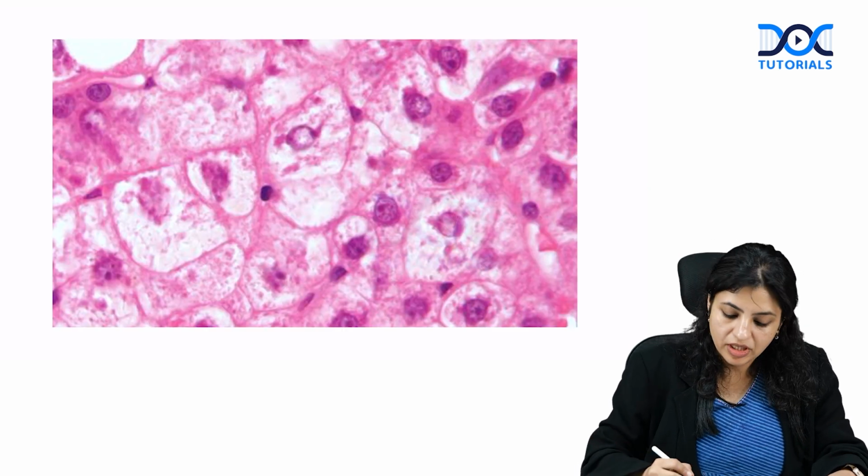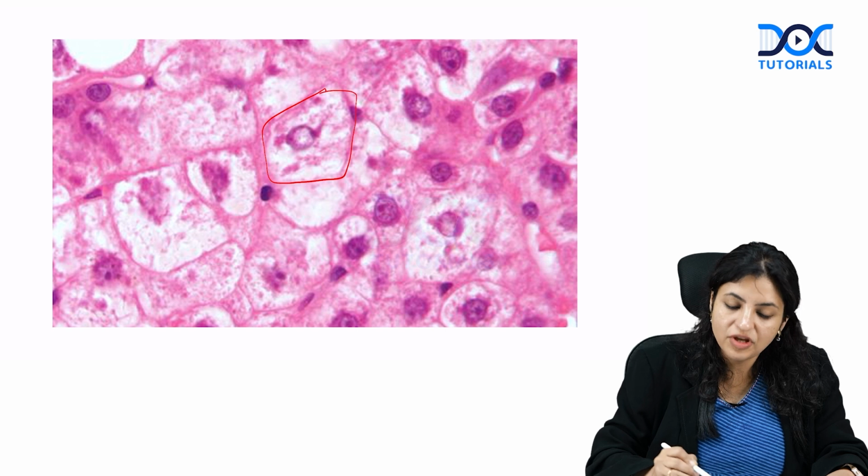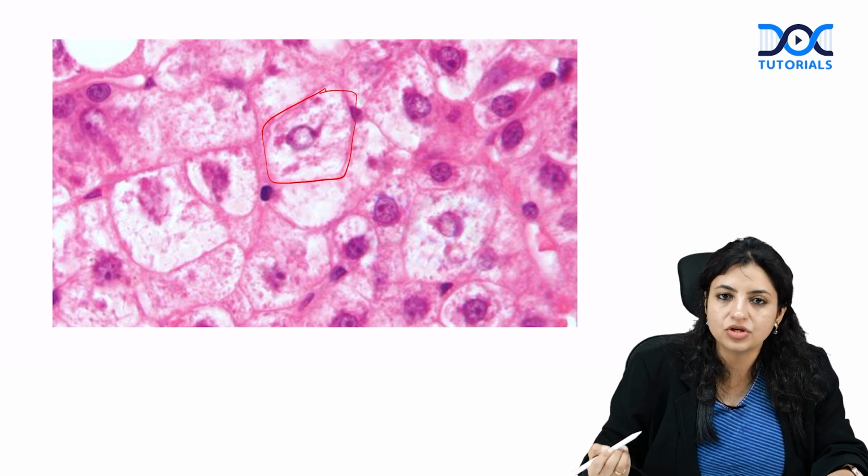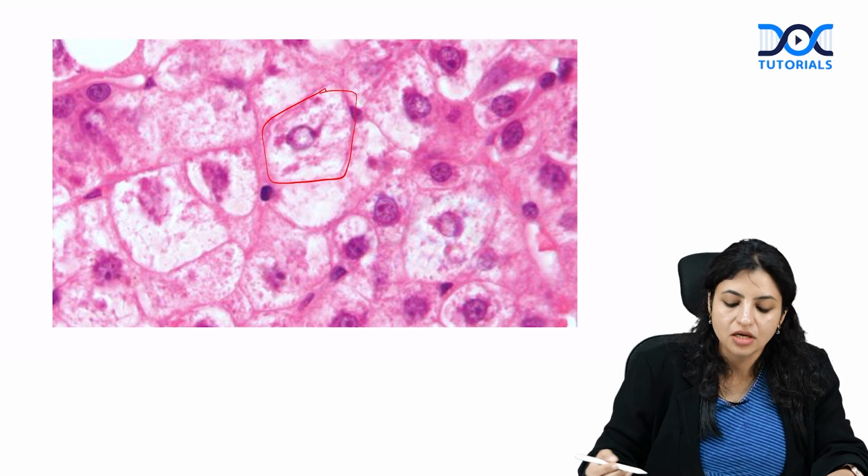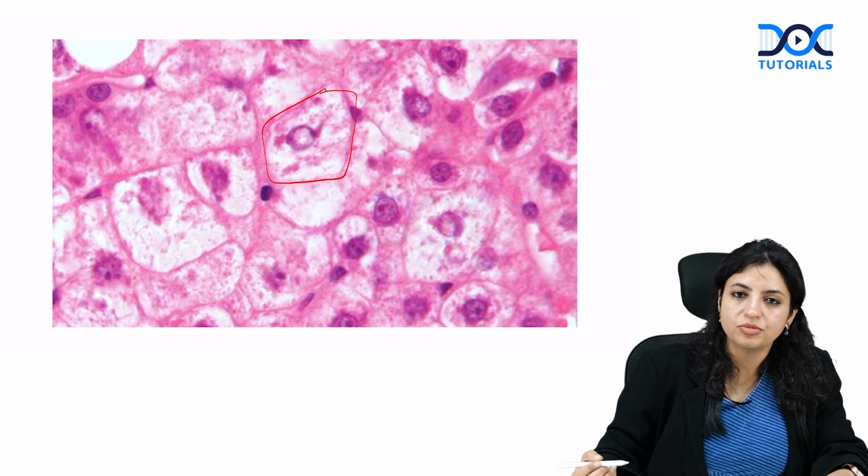Look at the microscopy. Here the cells have become distended and they look very clear, because this is what is called hydropic change. This is because of more water coming into the cell. That is what is called hydropic change. That you should be very clear.